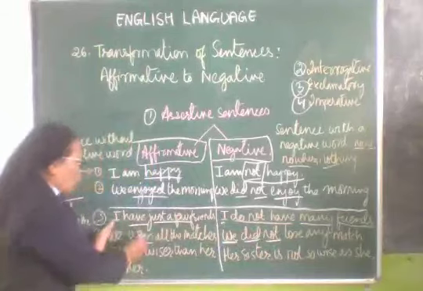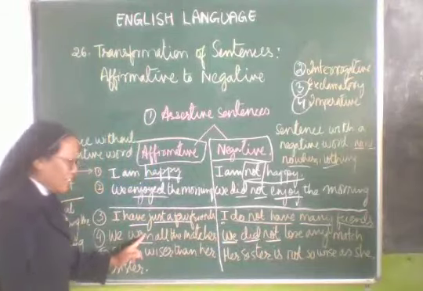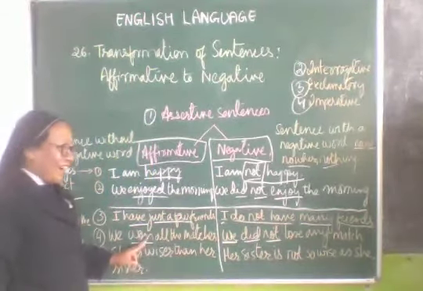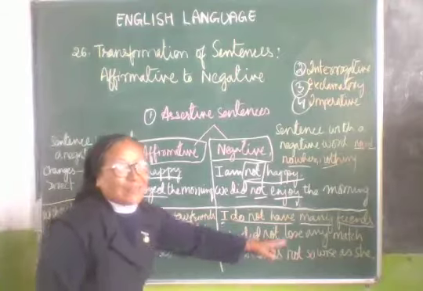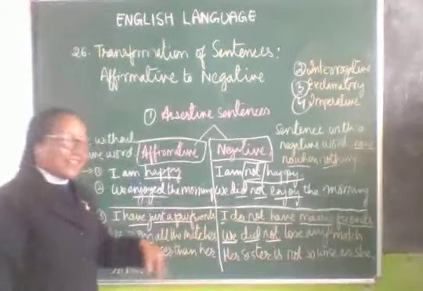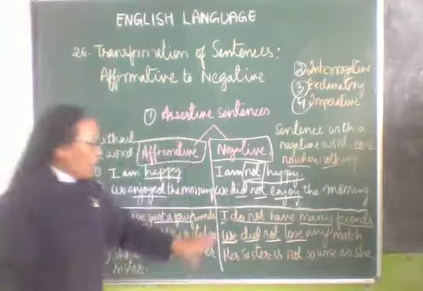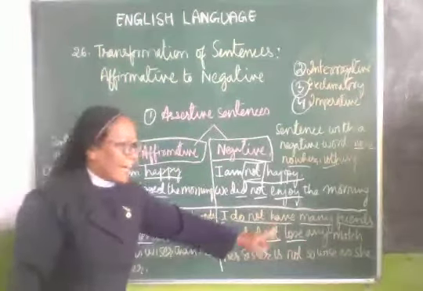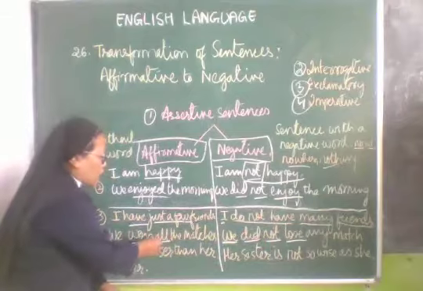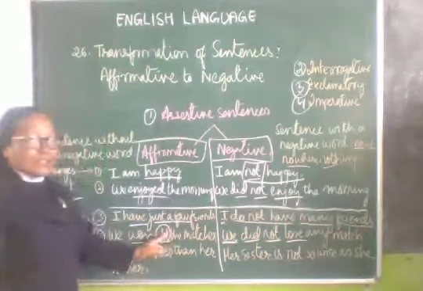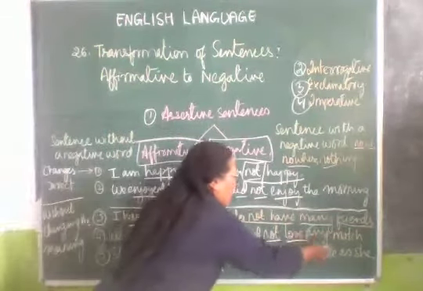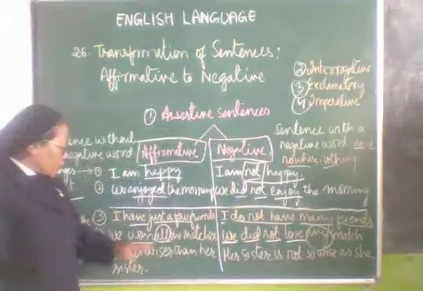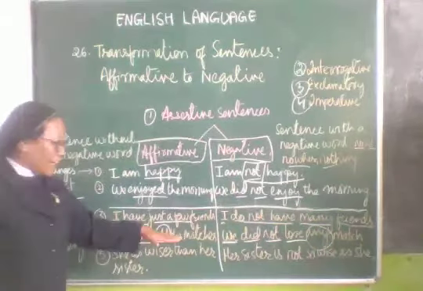Win is a positive word, isn't it? The opposite of win is lose. So we did not lose any match. See, we won all the matches. In the negative, any. So the affirmative sentence is, we won all the matches, whereas the negative is, we did not lose any match.